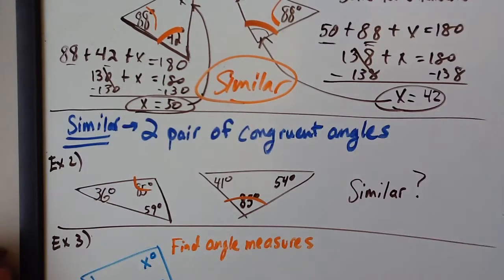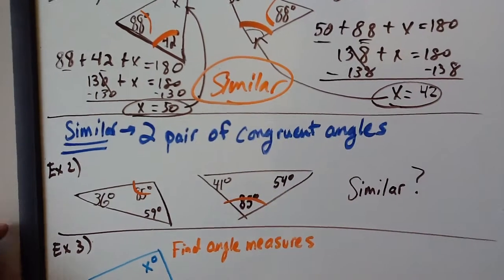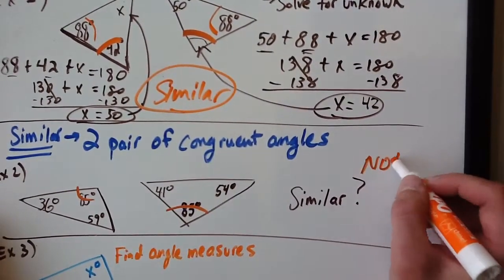Are there any others? Here I have 36 degrees. Do I have a 36 degrees over here? No. I have a 59 degrees. Is there a 59 degrees over here? No. Okay, so these triangles are not similar.